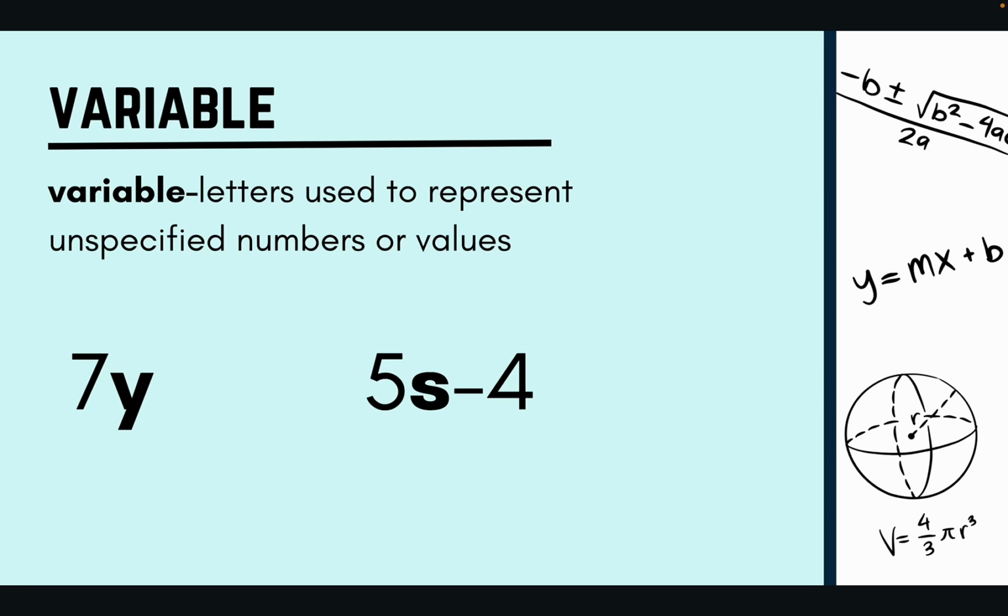So, variables. They are letters used to represent unspecified numbers or values. Any letter could be used as a variable. For example, in the algebraic expression 7y, the letter y is called a variable, and in 5s minus 4, the letter s is called a variable.